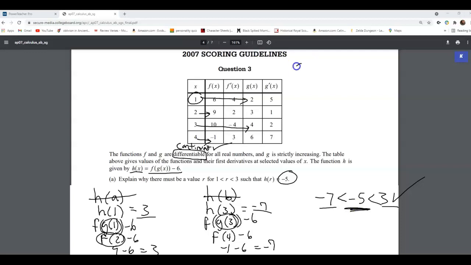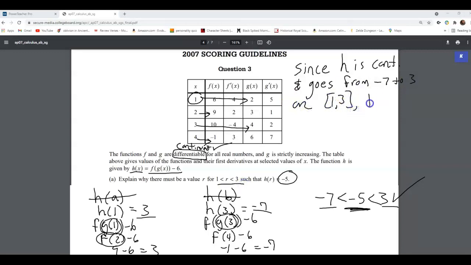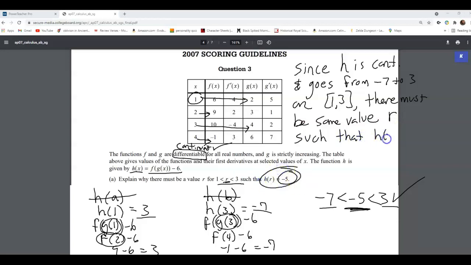So what we would say is, since h is continuous and goes from -7 to 3 on the interval [1, 3], there must be some value, and the letter they're using here is r, some value r such that h of r is equal to -5. So it's an IVT problem.